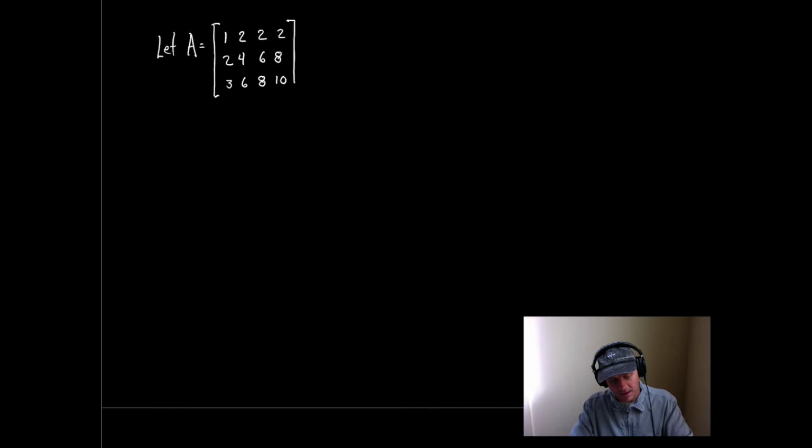This is an example that you can see done also by our author, but it's such a good example that I figured it's worth using again. So here we go. We're going to begin with: let A be the matrix with rows 1, 2, 2, 2; 2, 4, 6, 8; and 3, 6, 8, 10. And our goal is to find the null space of A.